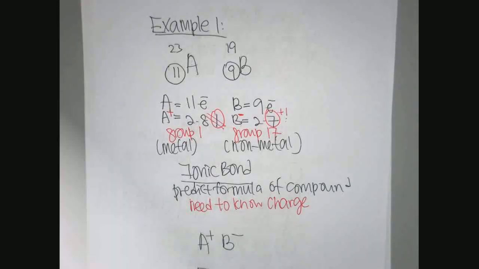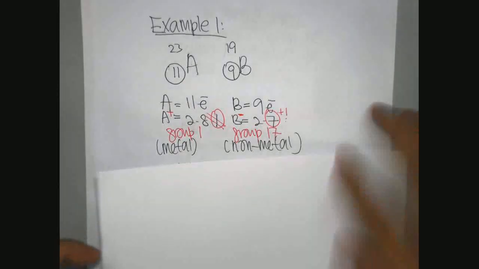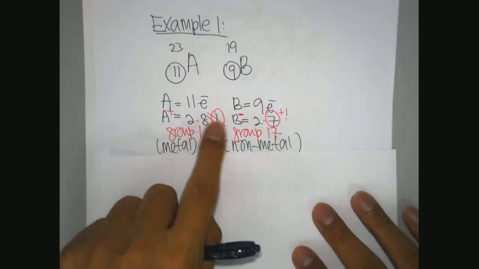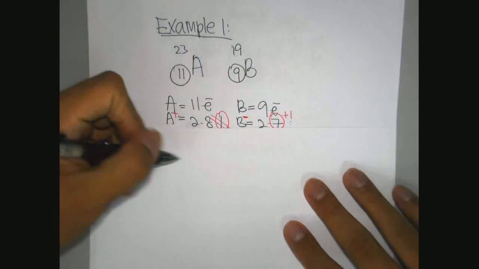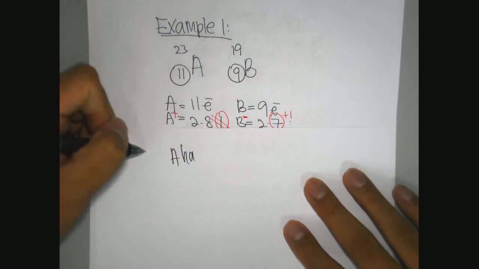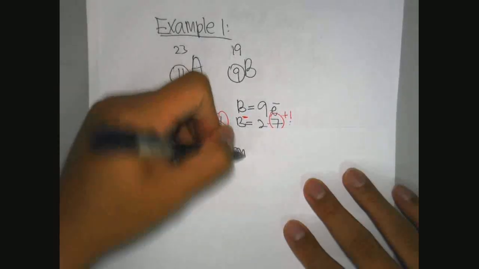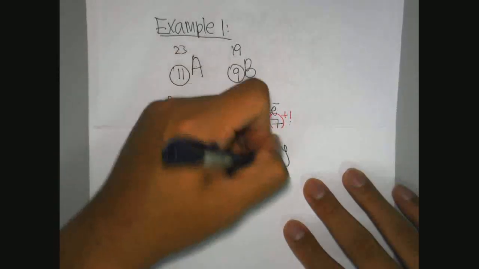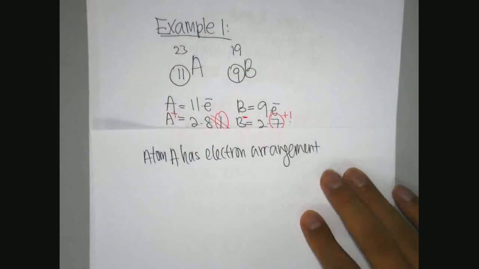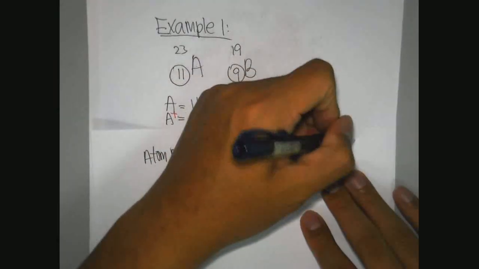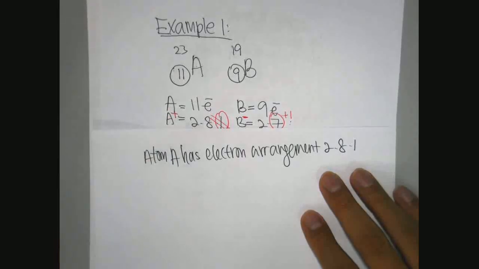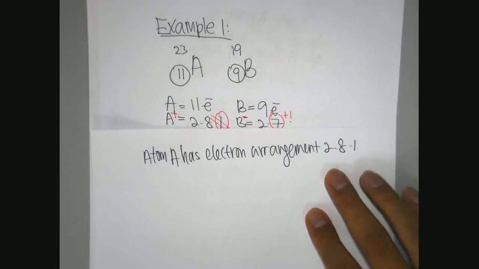For example, we can start with A. You just need to write like this: A is 2,8,1 in the beginning. So you can write, atom A has electron arrangement 2,8,1. So my prince has an electron arrangement 2,8,1. What will the prince do to be stable?